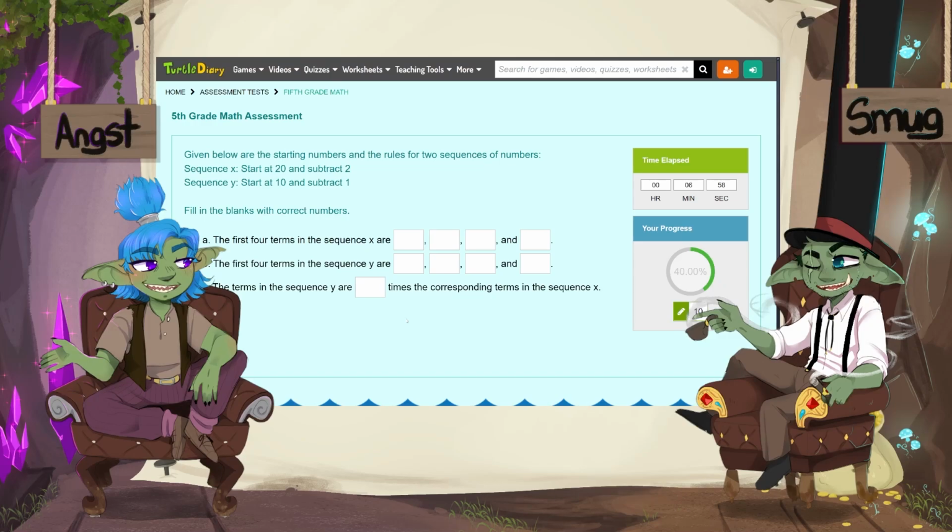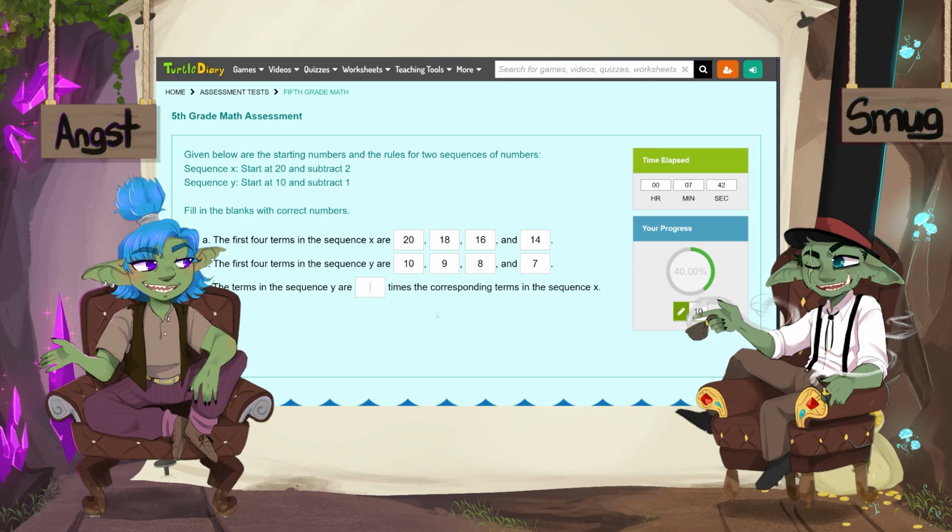Given below are the starting numbers and the rule for 2 sequences of numbers. Sequence X, start at 20, subtract 2. I would assume it's just subtract 2 each time. Start at 10. The terms in the sequence Y are blank times the corresponding terms in the sequence X. Wait, this feels too easy. Huh?